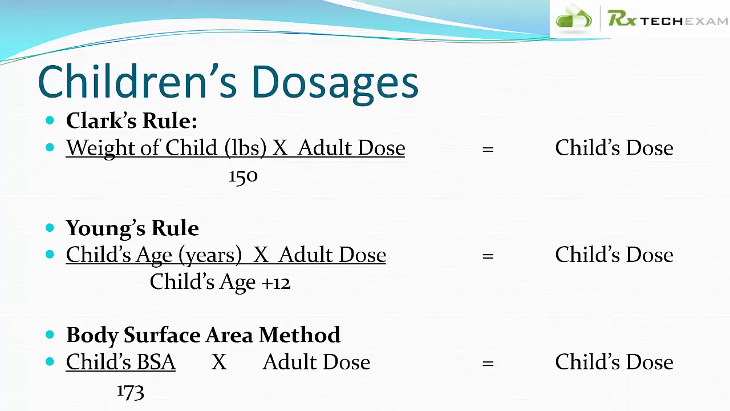And now we're going to talk about the last method to determine a child's dose, the body surface area method. This one's very straightforward. Once you have the body surface area, you can simply divide that by 173 and multiply by the adult dose. So the tricky part here, similar to the other two, is just remembering the factor that you're dividing by. So again, we're just going to take the given child body surface area, divide that by 173, and then multiply that by the adult dose, and that'll give us the child's dose.